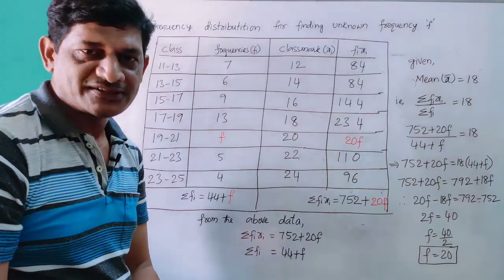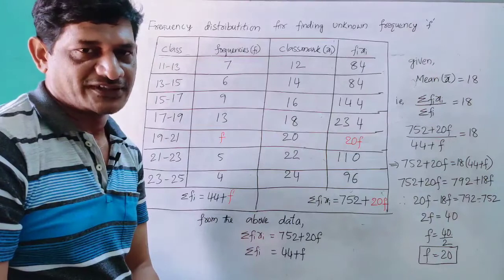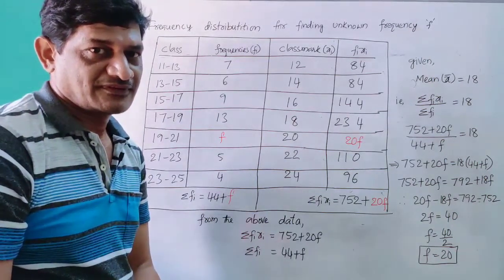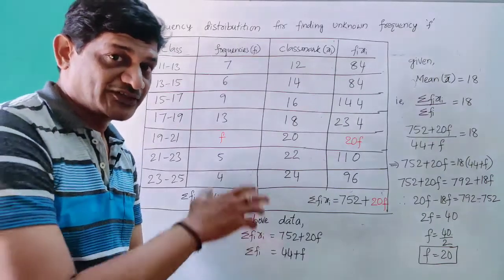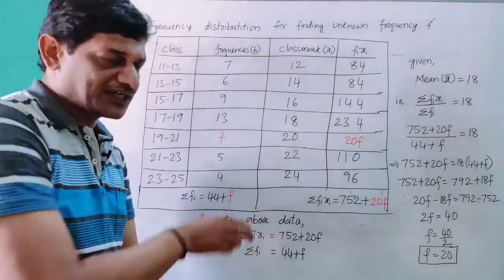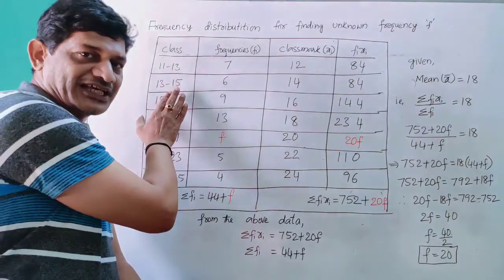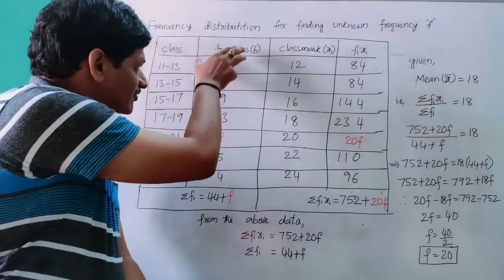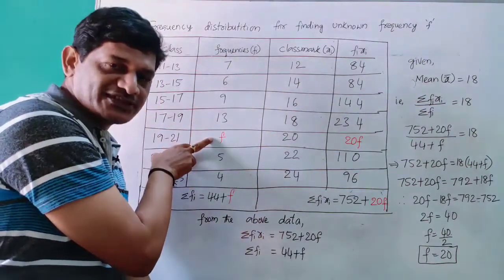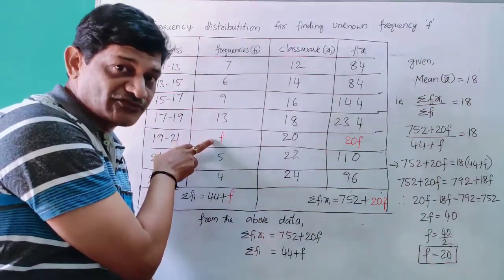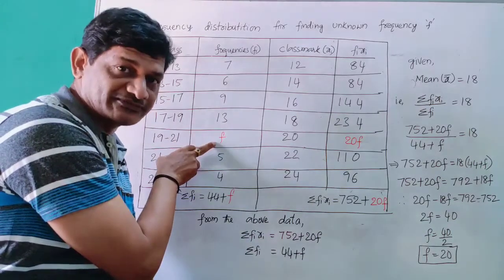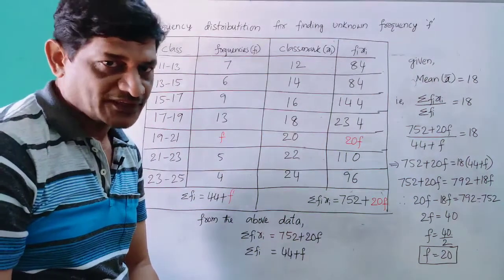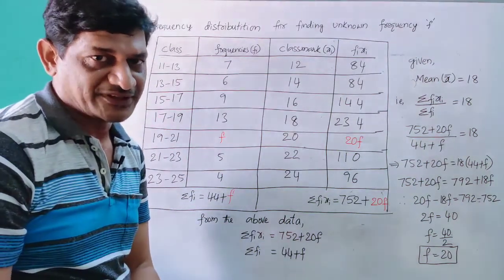Today our topic is finding unknown frequency when mean of the data is given. Again, the mean of the data is given to you, that is 18, and two columns are given to you. One is the classes column and another one is the frequency column. Among these frequencies, one frequency is not given to you. This is the unknown frequency. You have to find its value. So to find the value of f, now I am using direct method.